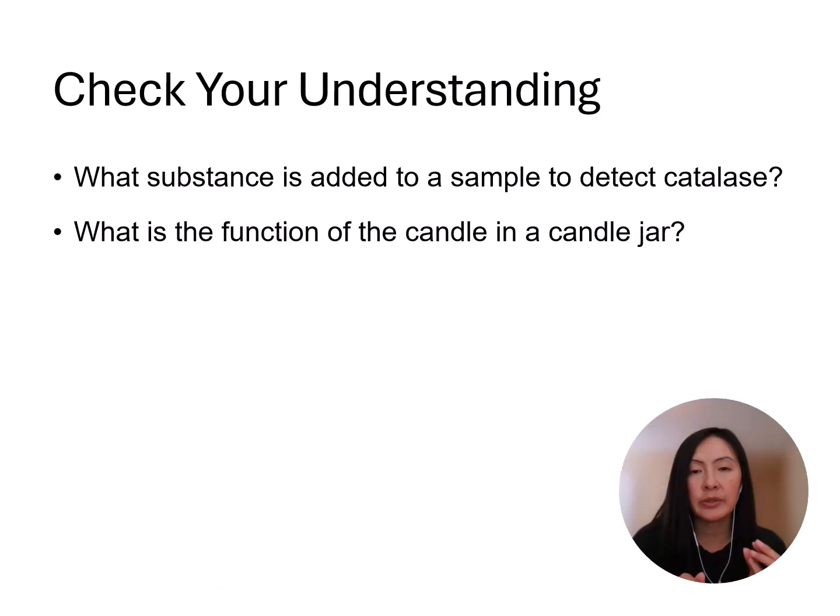Okay, so what do we do to detect catalase? We add hydrogen peroxide, H2O2, to the sample, because if catalase is present, it's going to break down hydrogen peroxide into water and oxygen, producing visible gas bubbles of oxygen. For the second one, the candle jar, the candle flame will burn most of the oxygen and increase carbon dioxide levels, and that creates a microaerophilic and capnophilic environment, which means low O2 and high CO2, that supports the growth of bacteria like Neisseria.